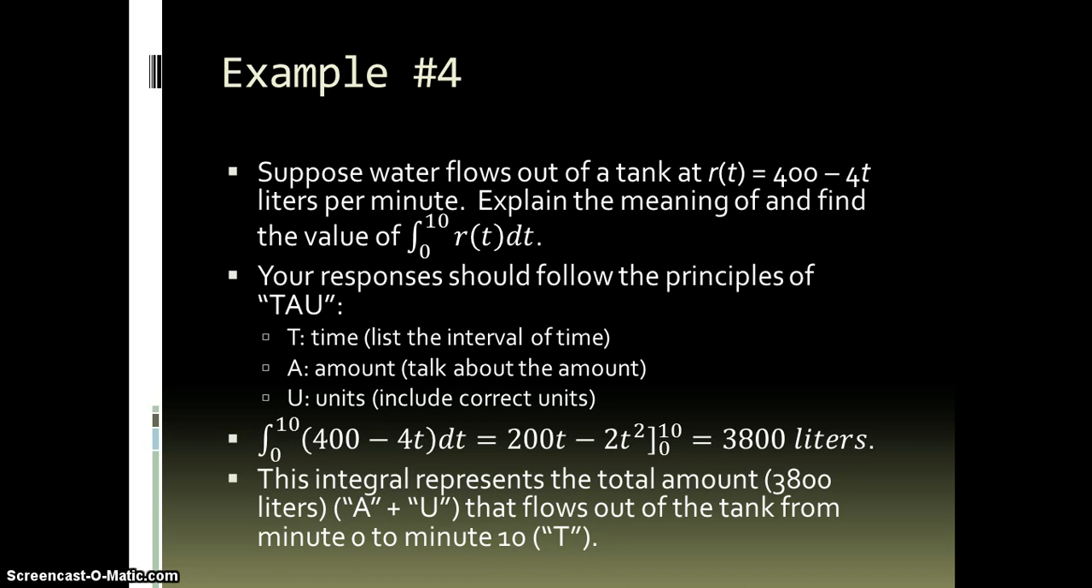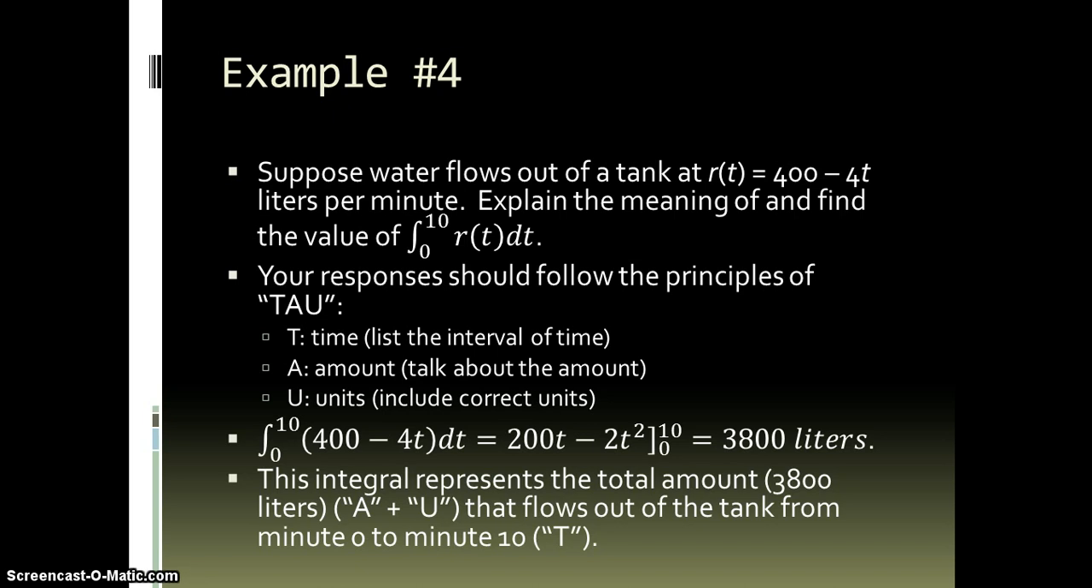In this case, the integral from 0 to 10 of r of t dt can be evaluated with a simple antiderivative and the FTC. The antiderivative is, in fact, 400t minus 2t squared. Please ignore the typo on that. Evaluated from 0 to 10, it gives 3,800, which gives you the answer of 3,800 liters.